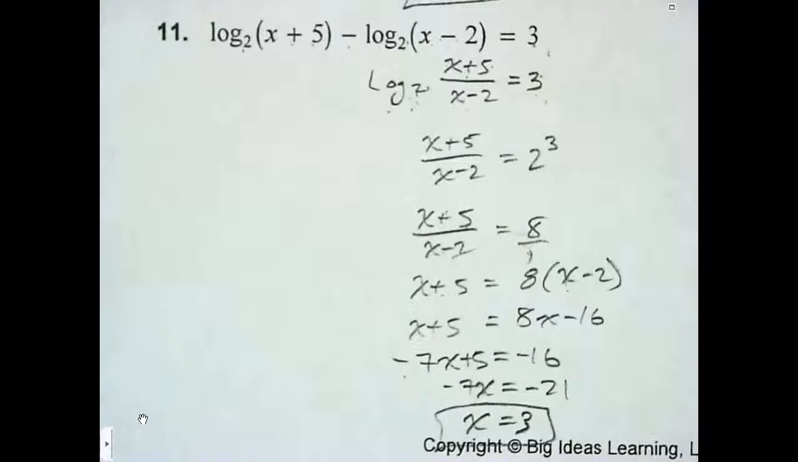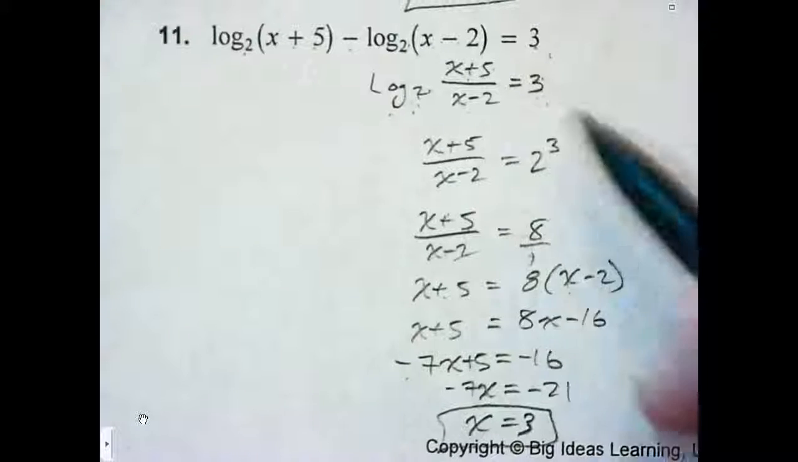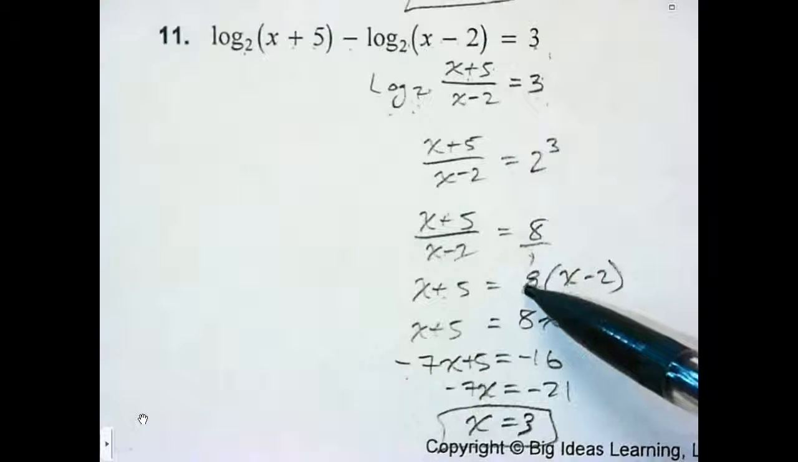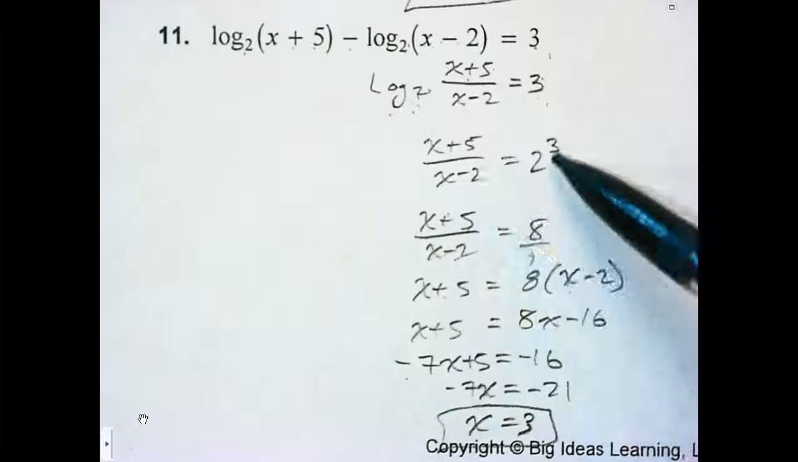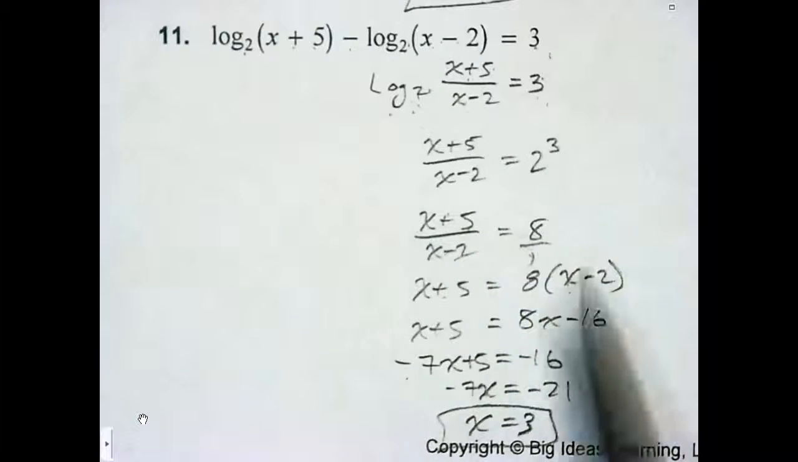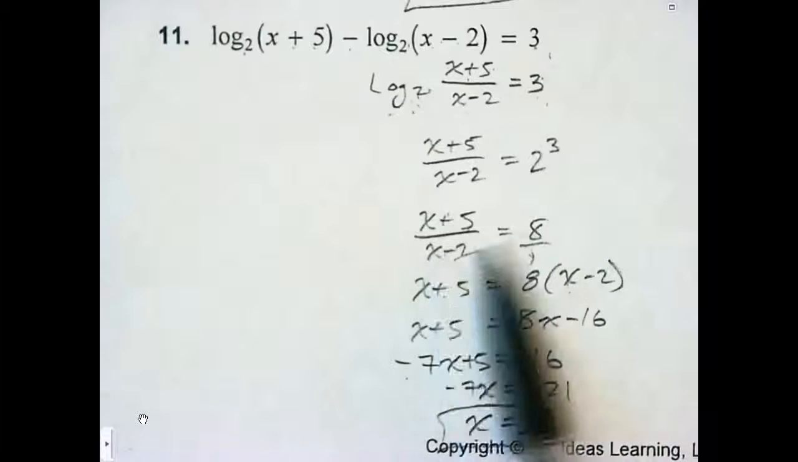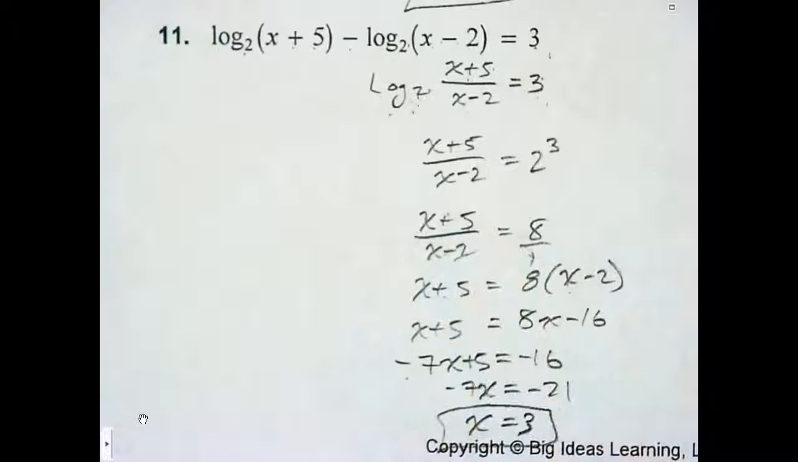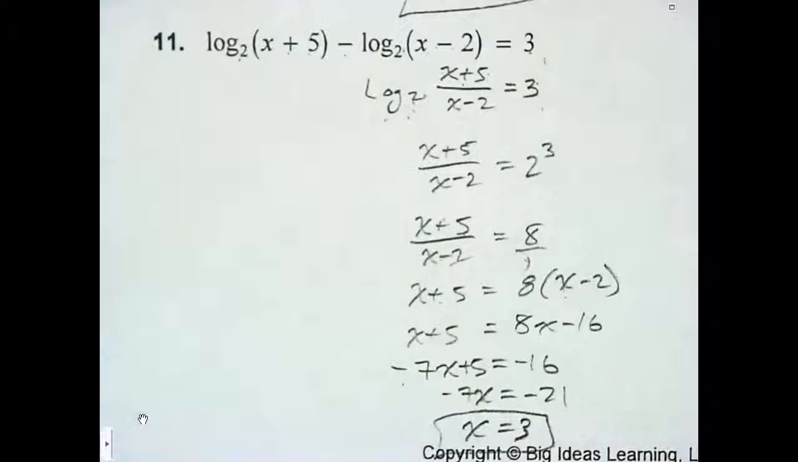Andrew: On the fraction part, where it's like x plus 5 over x minus 2, all you're doing is just multiplying it by x minus 2 again? Right here? Yeah. So here I'm cross multiplying. That times that, that times that. Yep. Okay. Any questions there?